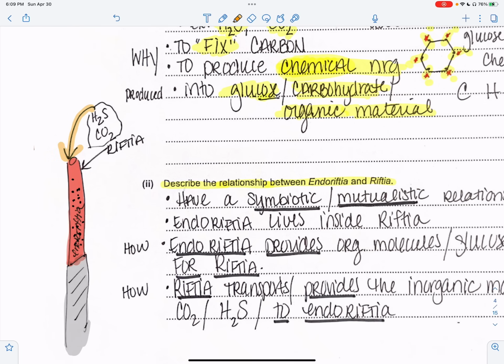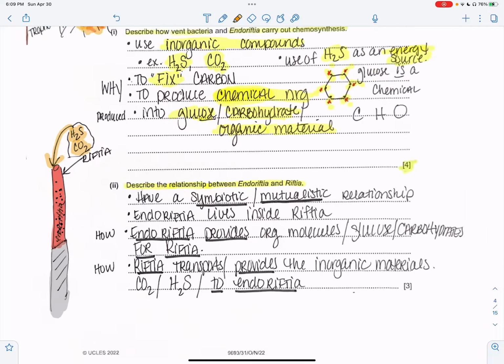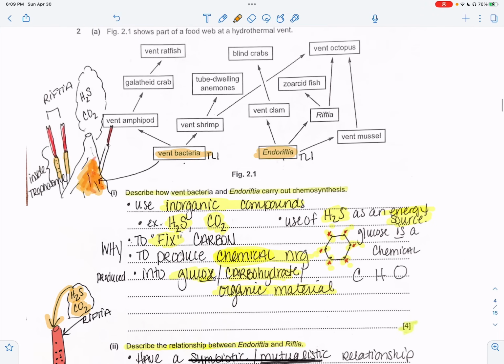And it takes in your inorganic molecules or compounds. So hydrogen sulfide, carbon dioxide, it's going to deliver or transport these chemicals that are coming out of this hydrothermal vent, and it's going to the endoriftia that is inside of riftia. Now, if it's vent bacteria, they don't need riftia tube worm to do this. That just absorbs it from its environment.